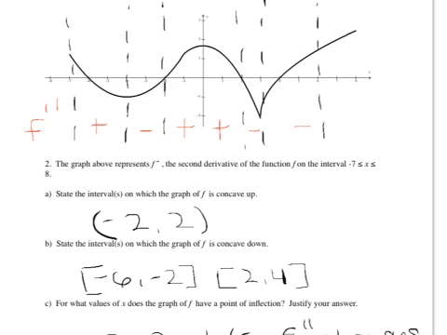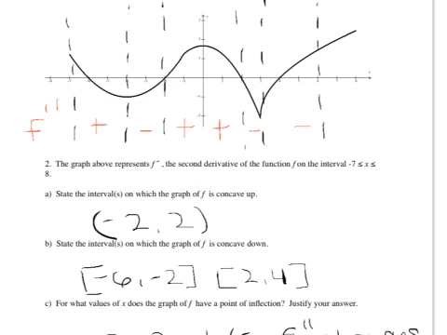The graph above represents f double prime, the second derivative of the function f on the interval negative 7 is less than or equal to x less than or equal to 8. For part A, it's asking me to state the intervals on which the graph of f is concaving up. So from negative 2 and 2, the slope is going up and f double prime is staying positive, so that's where the graph of f is concaving up. And those are my two intervals, negative 2 and 2.